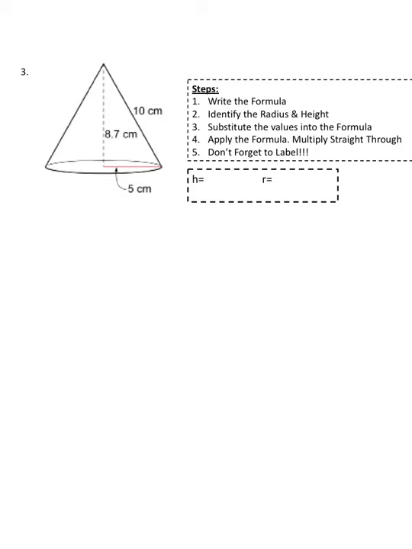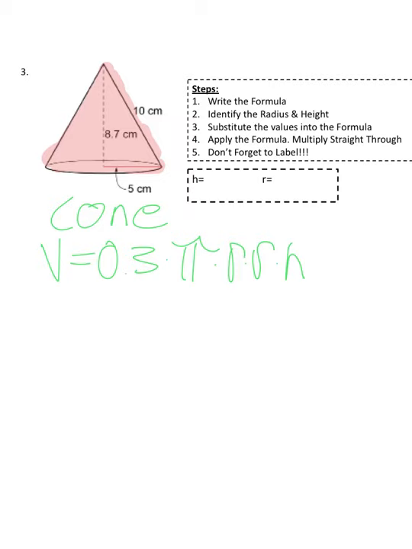So first thing I need to do is decide what type of shape we are dealing with, because that's going to determine the formula I need to use. So I'm filling in my shape, and it looks like we're dealing with a cone. Alright, so the volume of a cone is going to be 0.3 times pi times r times h. So step 1 is done. We found the formula. And now we need to do step 2, which is identify the radius and the height.